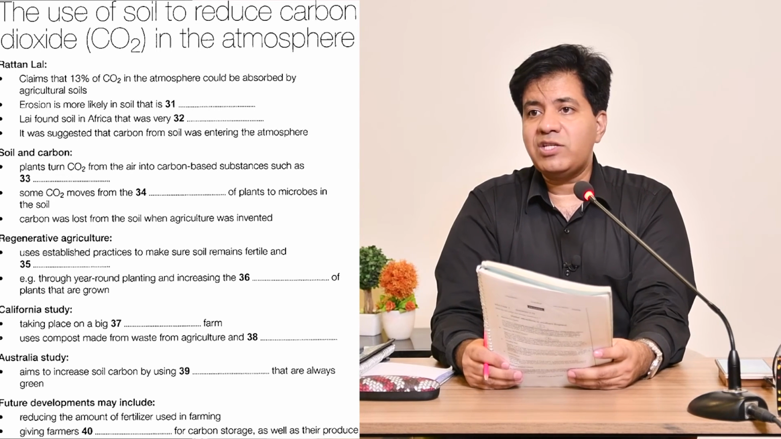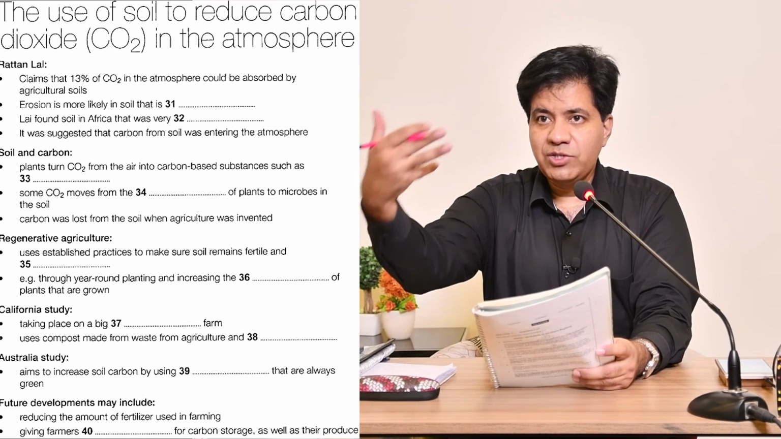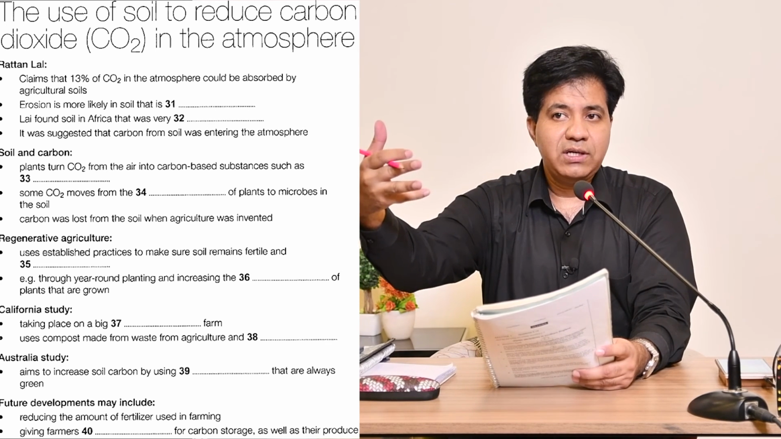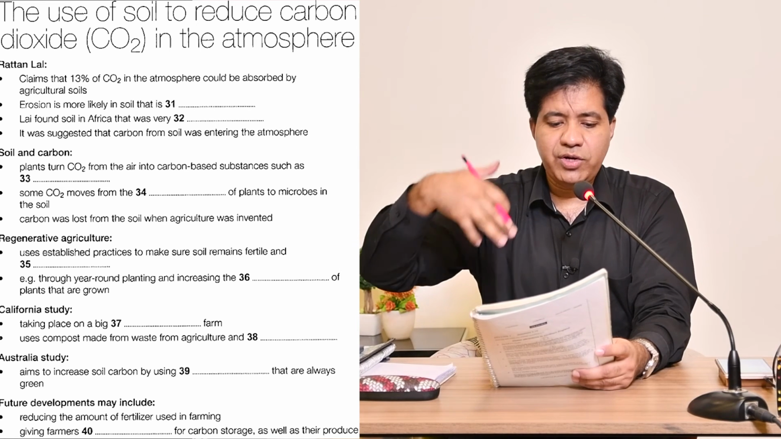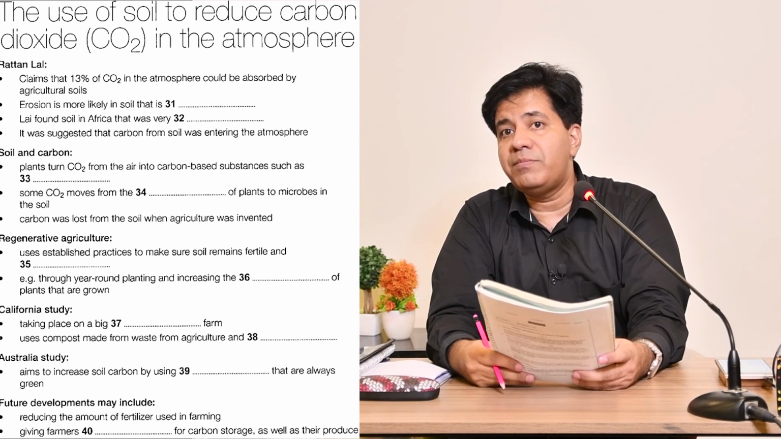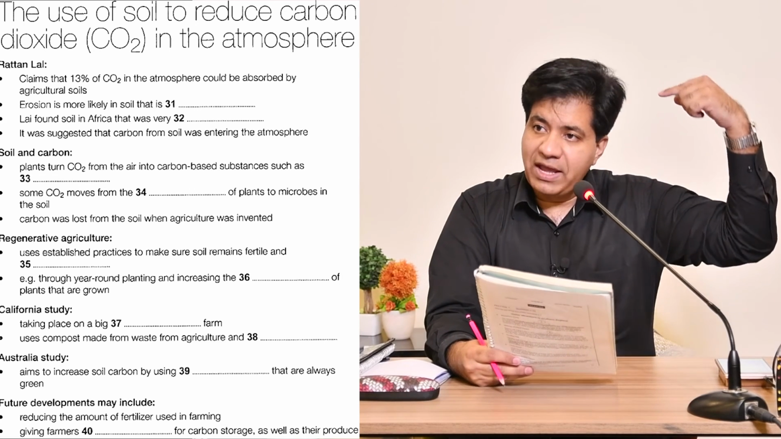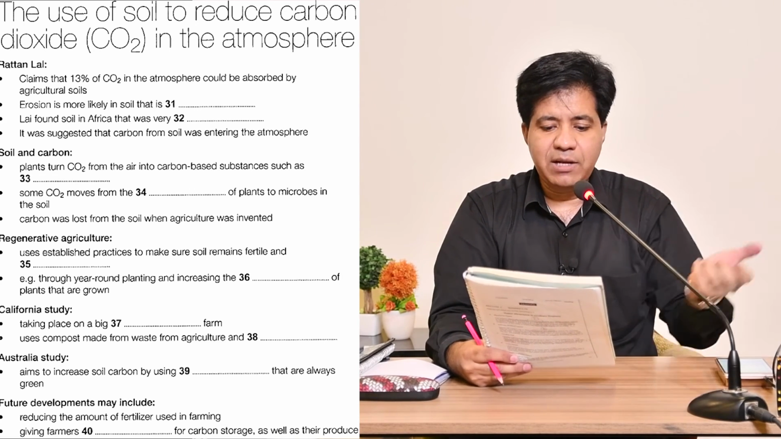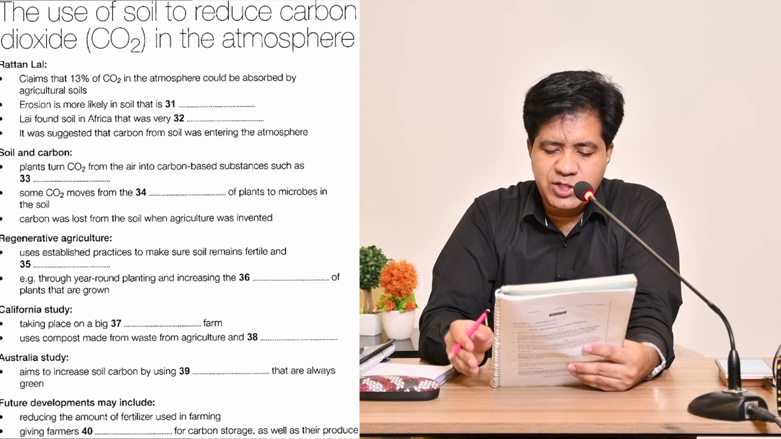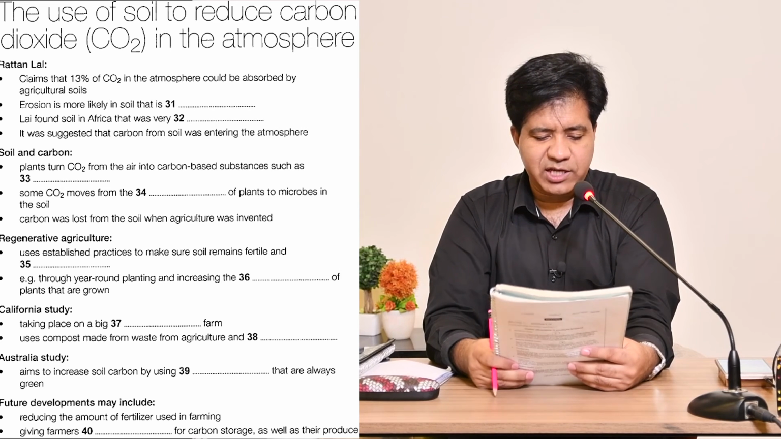If I say giving students, in the audio they might use the word students should receive. You understand? Students should receive. So giving farmers, for that they might use the word farmers should receive, and whatever they say after that will be the answer. Giving farmers dash for carbon storage as well as their produce.